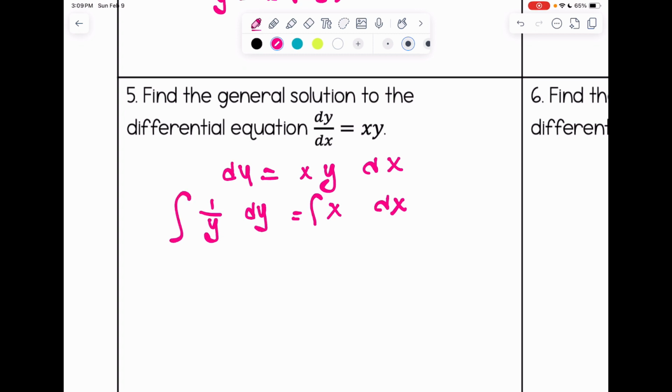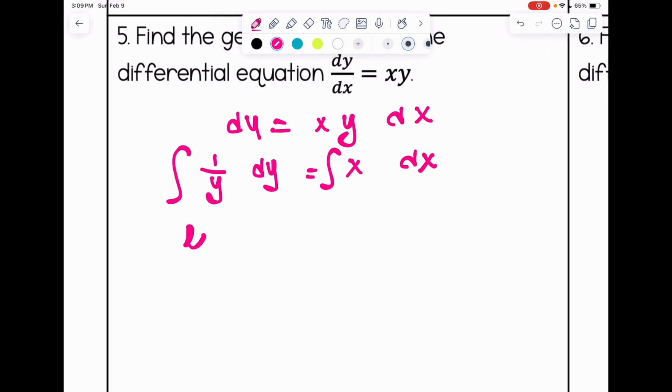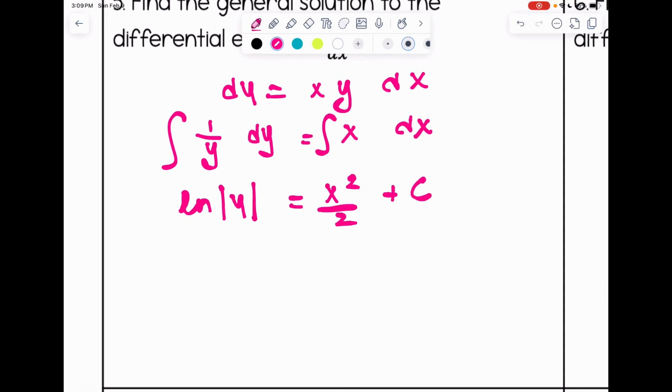And now I am able to integrate because I have separated my variables. So think about it as step 1 to any differential equation problem is to separate the variables. Once you've done that, step 2 would be to actually integrate. So this is going to give me the ln of the absolute value of y equals x squared over 2 plus c. And remember, we want to get y by itself here.